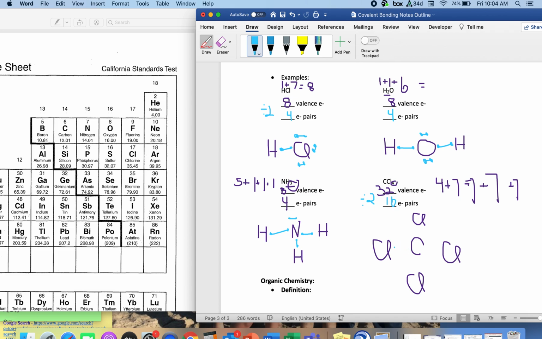So what I'm going to do is connect my atoms first. 1, 2, 3, 4. Once all my atoms are connected, I'm going to take care of my outside ones next. 5, 6, 7, 8, 9, 10, 11, 12, 13, 14, 15, 16.